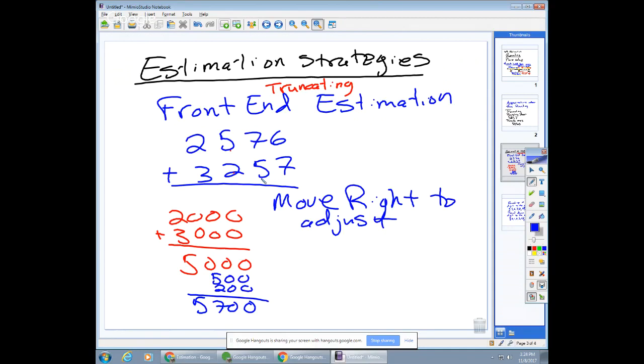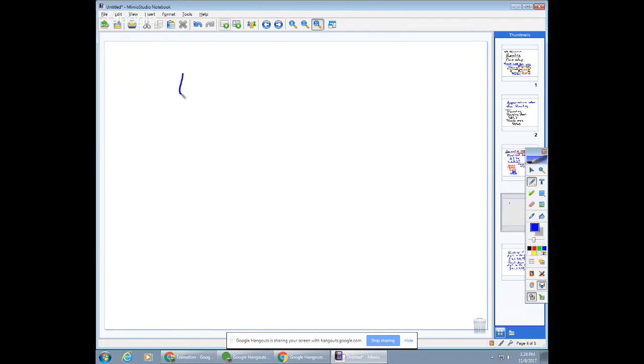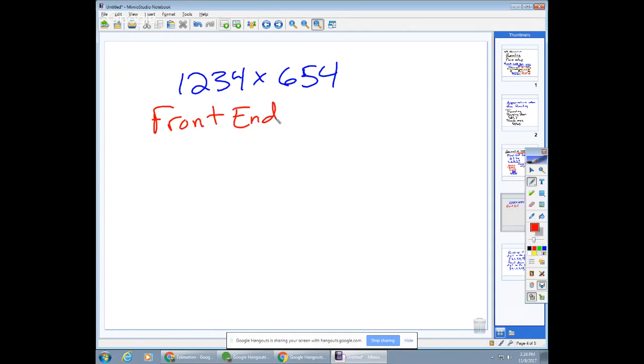All right, let's see, multiplication. Suppose we take 1,234 times 654, and we'll do a front-end estimation. And we'll start with the hundreds. So then I would say, well, this is pretty close to 1,200 times 600. And again, we just truncate. We don't make a decision about rounding. We just go with that.